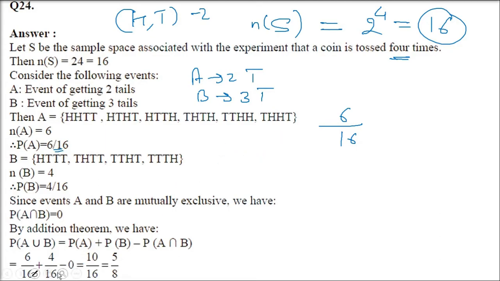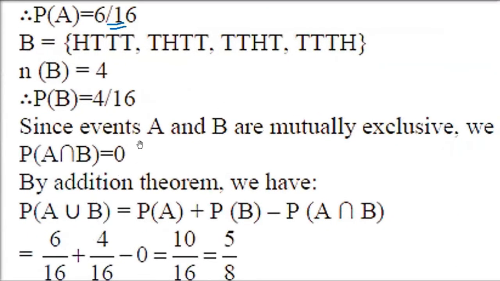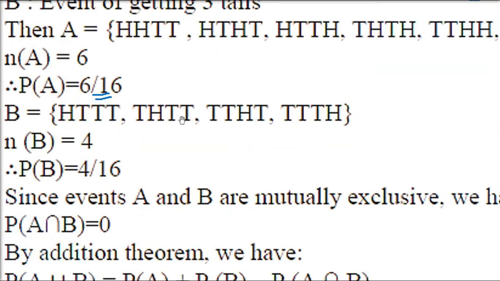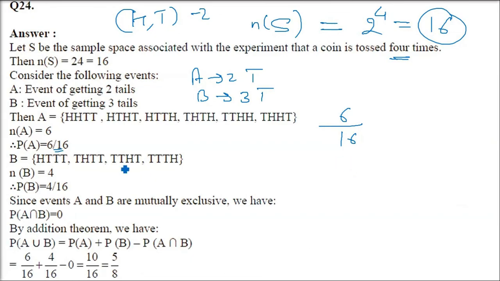Now we are taking the 3 tails. So we are taking only those which are having 3 tails. So 4 are the favorable cases. Number of elements are 4 in this set, and total number of cases are 16. So probability of A, probability of B.